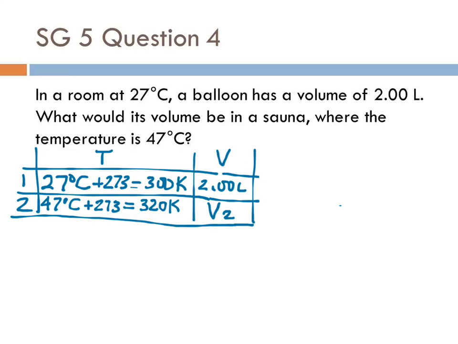Now we need an equation. We need an equation that's got T's and V's with 1's and 2's. And that'll be this guy right here. V1 over T1 equals V2 over T2.